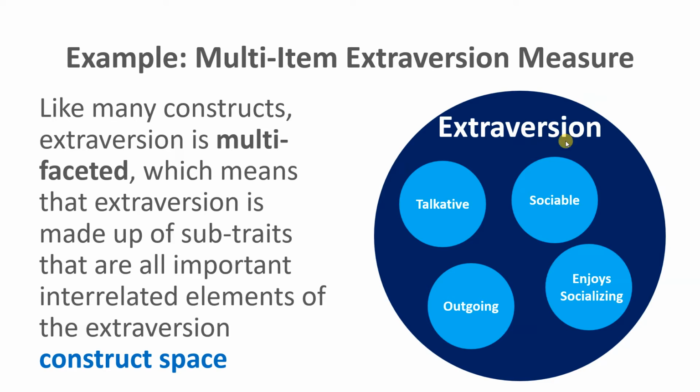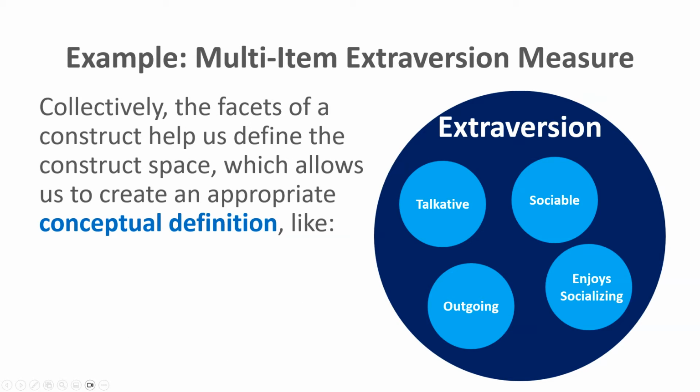So here's an example with extroversion. Again, the dark blue circle is the construct or construct space for extroversion. And here we have, in the light blue circles, talkative, sociable, outgoing, and enjoys socializing. These are the subtraits or subfacets, or just facets, of extroversion. So collectively, the facets of a construct help us define the construct space, which allows us to create an appropriate conceptual definition, where the conceptual or operational definition is used to define that construct or construct space.